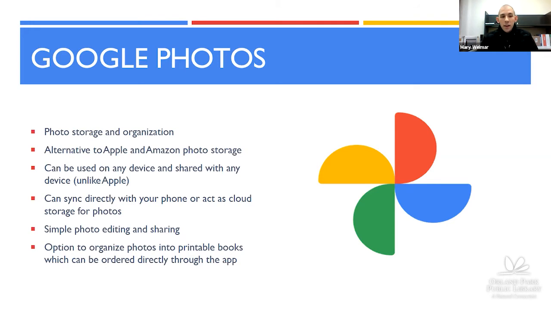Like I said before, in this next point, photo editing and sharing. So you can resize, modify, and also share the photo with other users as an option. And then you have the option to organize photos into printable books, which can also be ordered directly through the app. So you can pretty much make a picture book almost style-wise, but then you can actually do it through the app. I don't know if it still stands today, but we'll get into it when I get to the app itself on desktop.